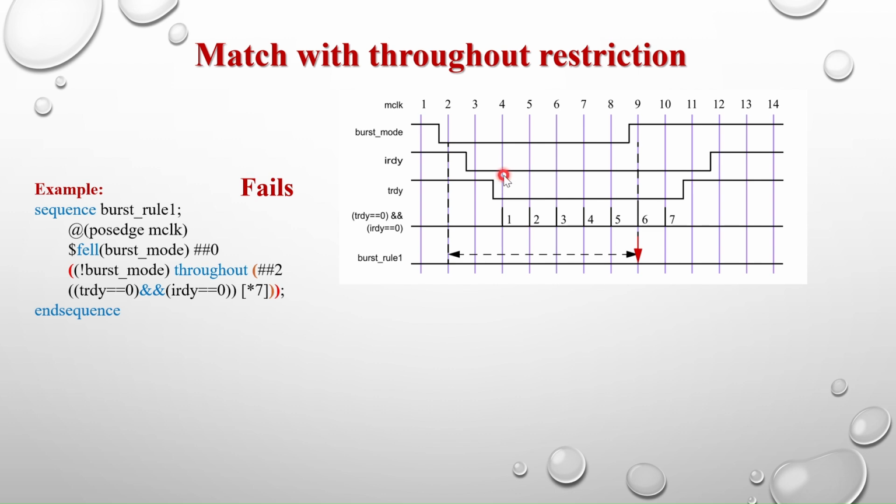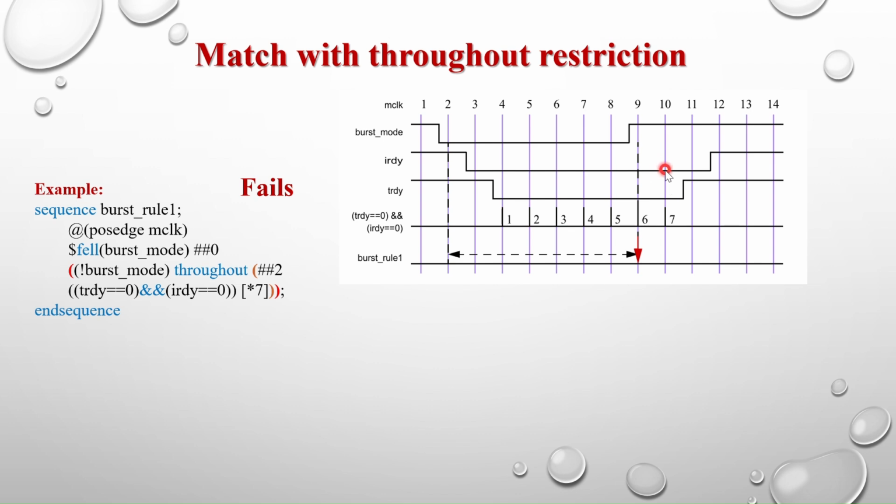So this is the first clock tick: 1, 2, 3, 4, 5, 6, 7. So here 7 comes. IRDY is low for 7 times. But this sequence fails. Why? Because the burst mode is not 0 throughout the sequence, right? So at this point the sequence should end.